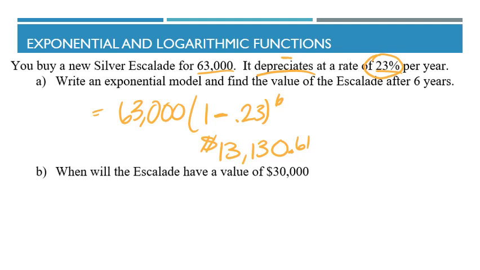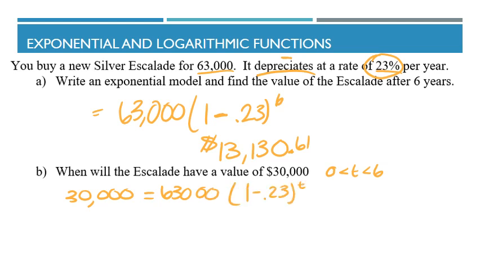When will the value be 30,000? Well, it's going to be less than 6, so somewhere between 0 and 6 years, because after 6 we're at 13,000. So 30 is not a very far dip. So 30,000 is where we end up. We still start with 63,000. We still have the same rate, but the difference is I don't know my time. So let's divide both sides by that 63,000. Okay, do the simple math first.